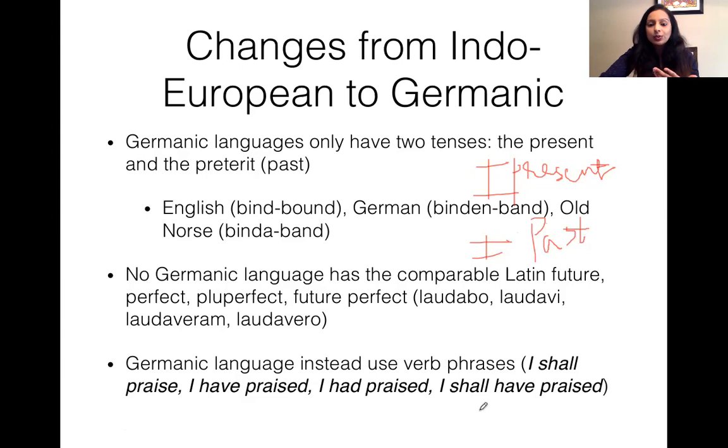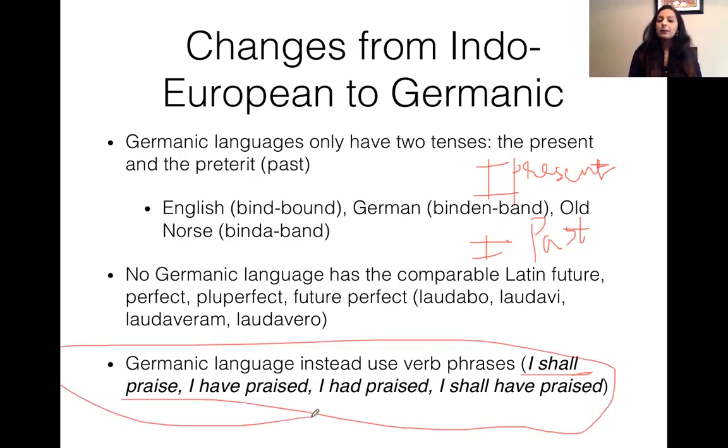What Germanic languages instead use is complex verbal phrases. I shall praise. I have praised. I had praised. I shall have praised. So when you see these kinds of auxiliary verbs, you can know that this is most likely a Germanic language or has similarities to a Germanic language.